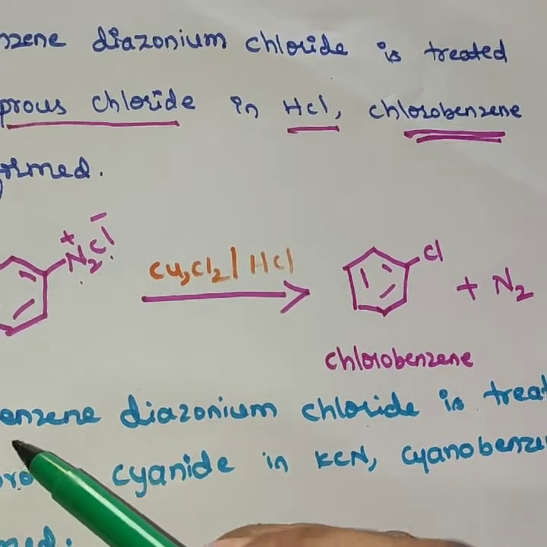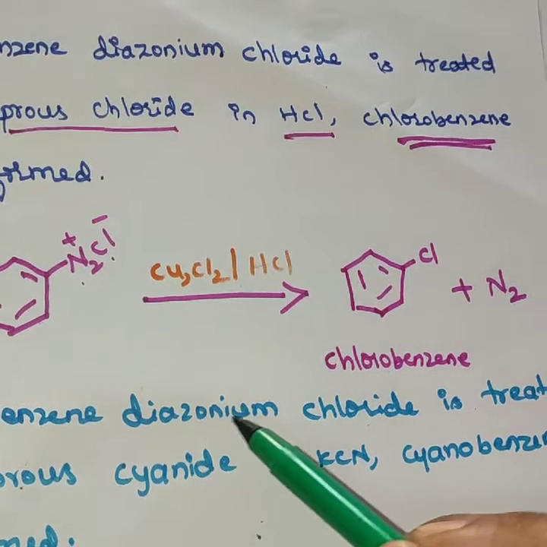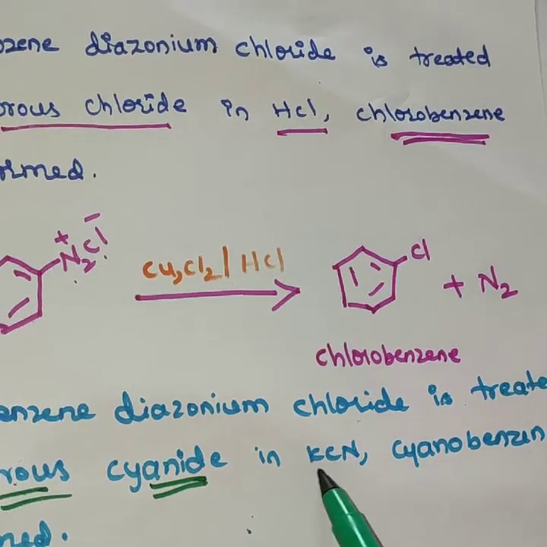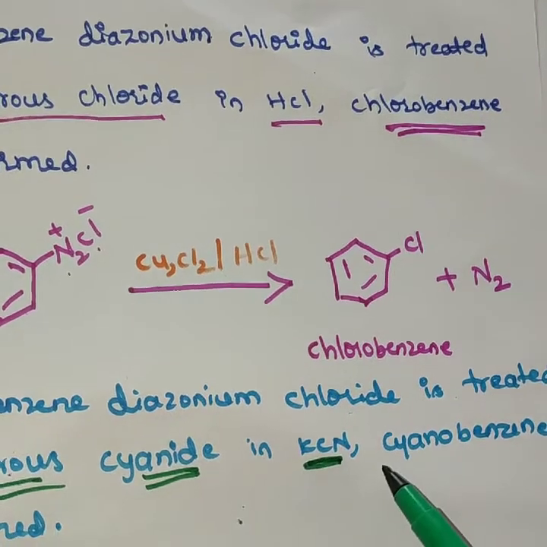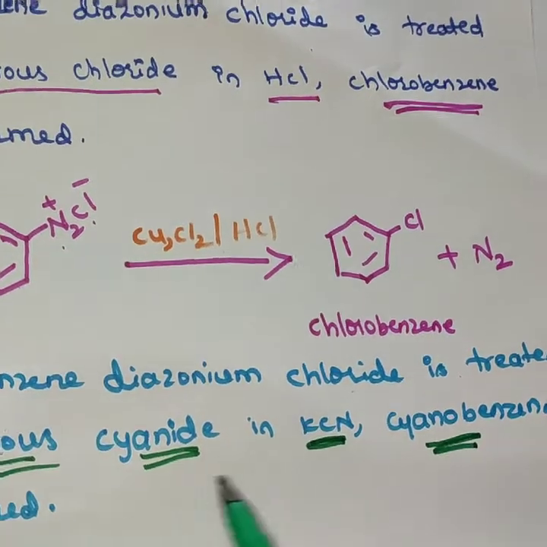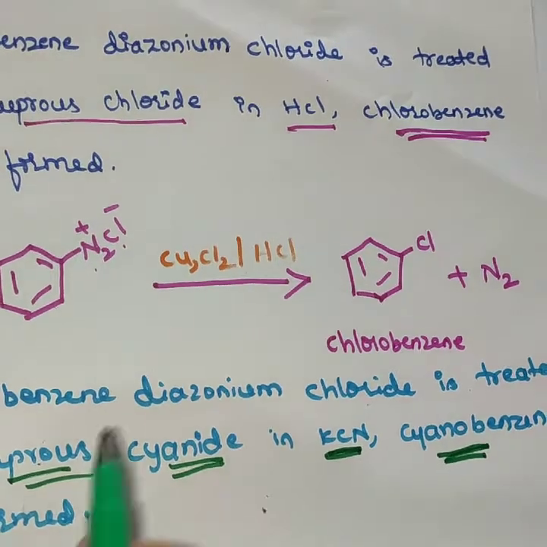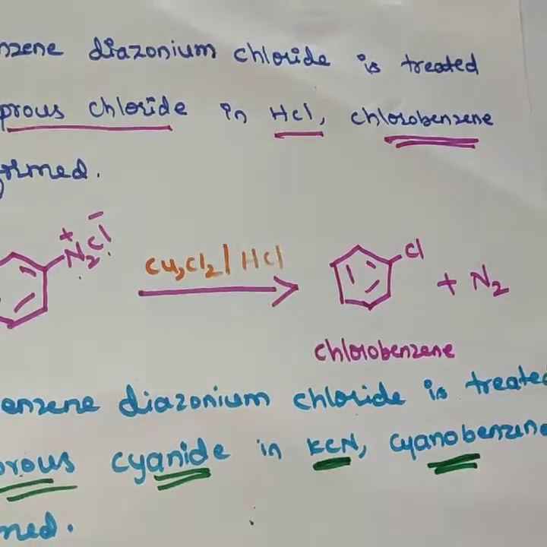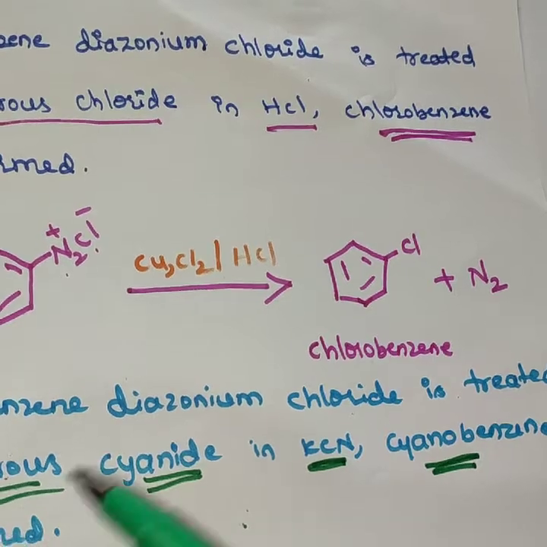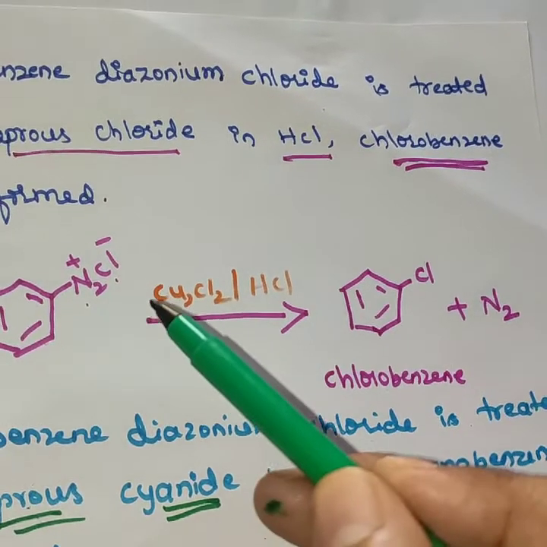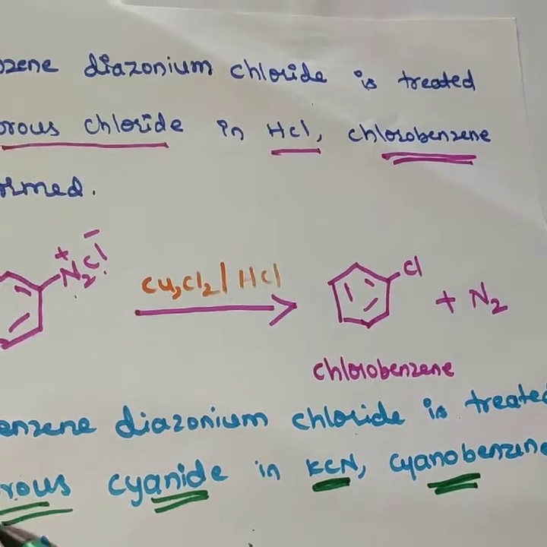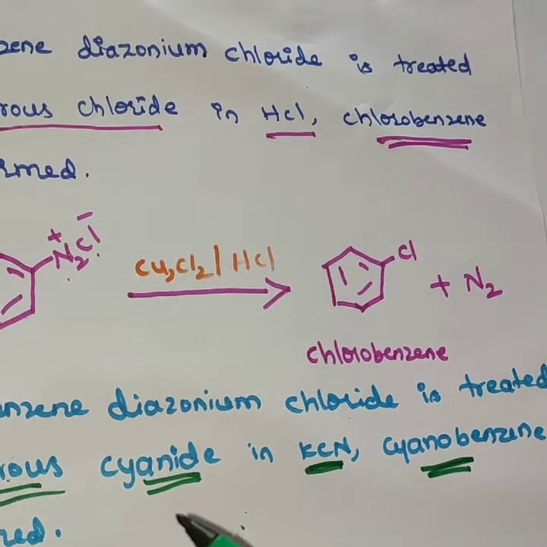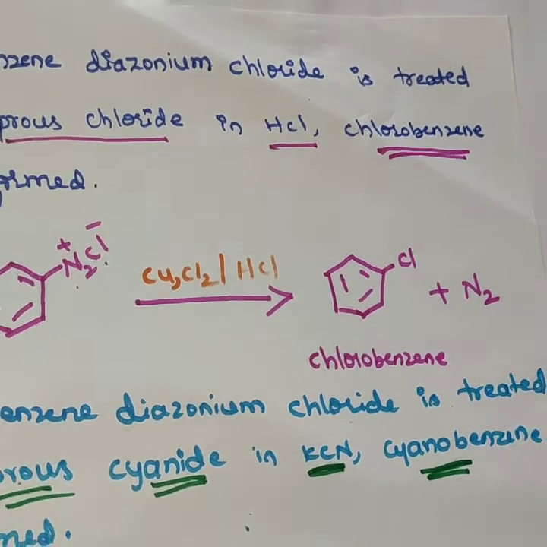Similarly, in another reaction, when benzene diazonium chloride is treated with cuprous cyanide in KCN, potassium cyanide medium, the product formed is known as cyanobenzene. It is a similar way, but the only difference is the catalyst used will be different. So now let us learn about the reactants used in this case with cuprous cyanide as a catalyst.